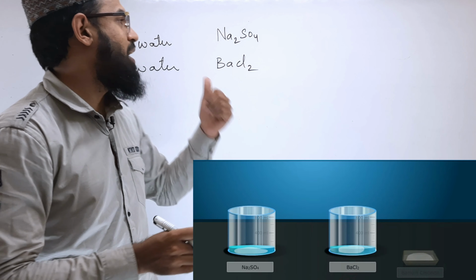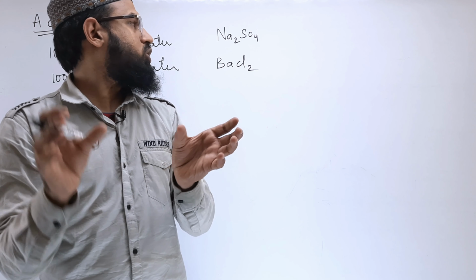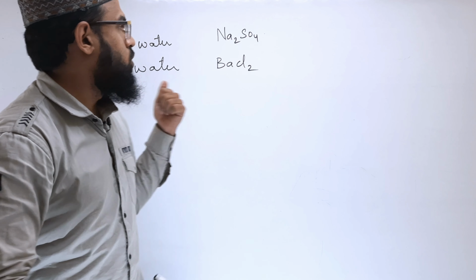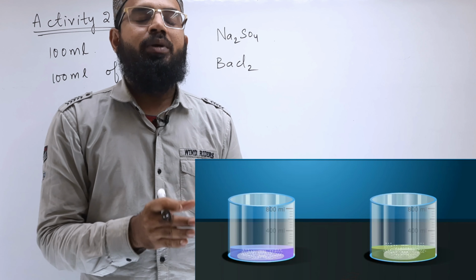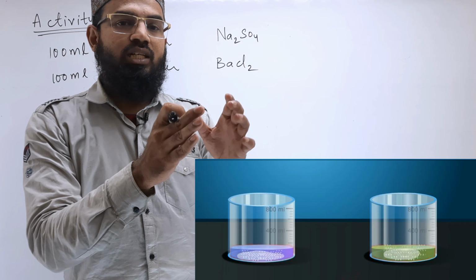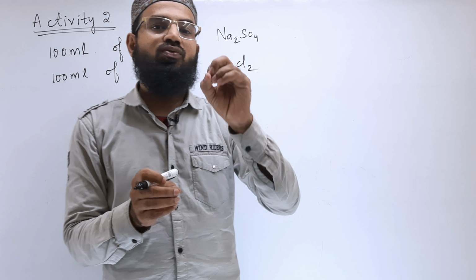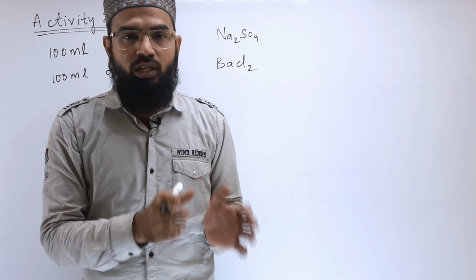These two solutions are colorless. When we add the sodium sulfate solution to the barium chloride solution, we can observe that a white precipitate is forming. That precipitate is insoluble in the solution, so an insoluble substance is forming. That insoluble substance is called a precipitate.